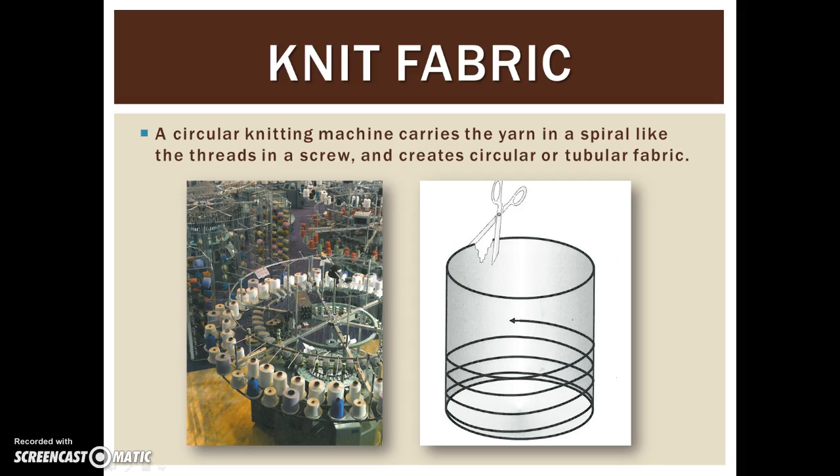Another type of knitting machine is a circular knitting machine, and it carries the yarn in a spiral. It's much like the threads or the grooves in a screw and creates a circular or tubular fabric. There are various sizes of circular knitting machines that are available depending on the diameter of the knit desired. Possibilities include baby sock size to extra large t-shirt size, and then there's some others if needed to be larger.